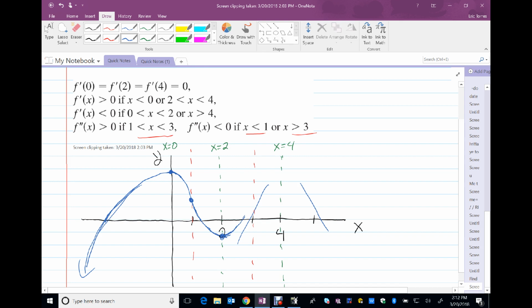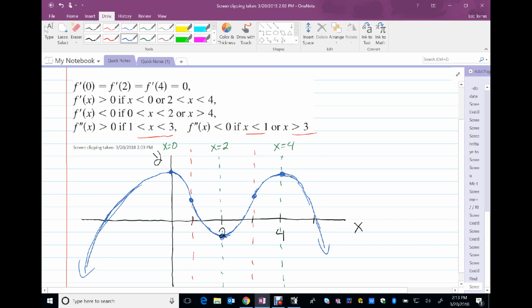So my function is increasing, curving up until I hit x equals 3, where I have my second inflection point, and then the function must start to concave down, and will continue to concave down until it hits its local maximum at x equals 4, and then it'll continue to concave down afterwards. So this is just one possible graph.